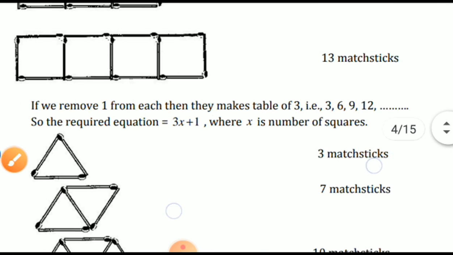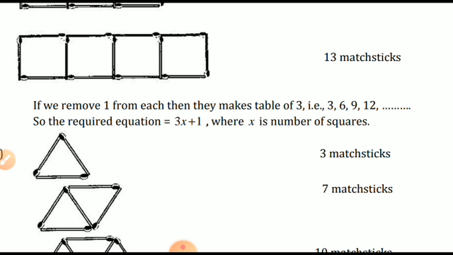Making the equation, you can say it's the table of 3 plus 1. So suppose that x is the number of boxes. 1 box. Yes, very good beta. 3x plus 1. X is equal to 1. 3 ones are 3 plus 1, 4.